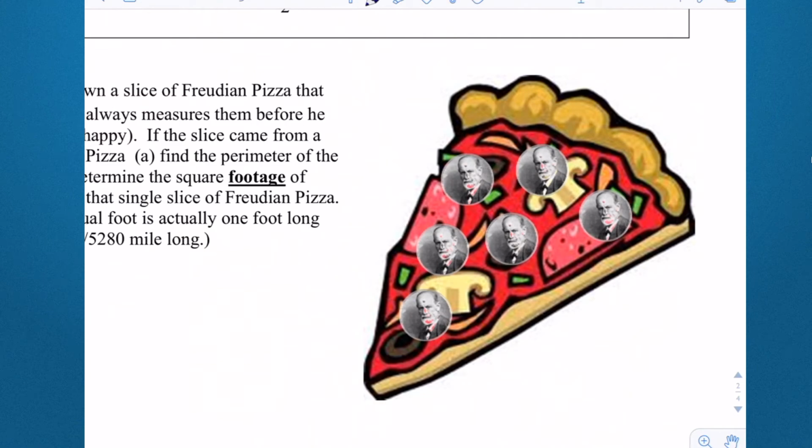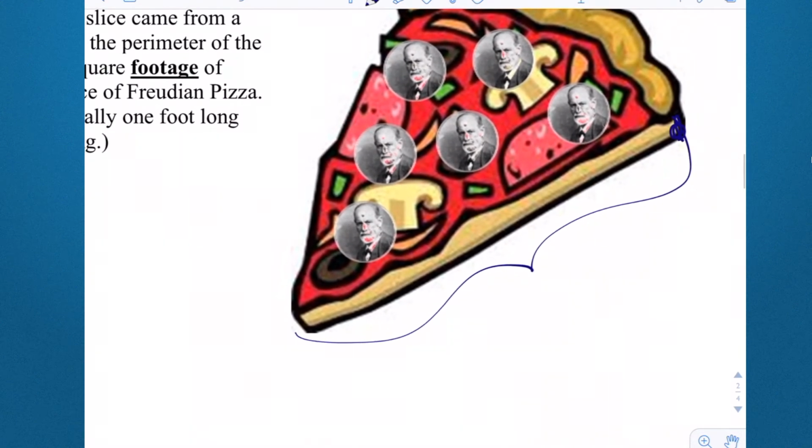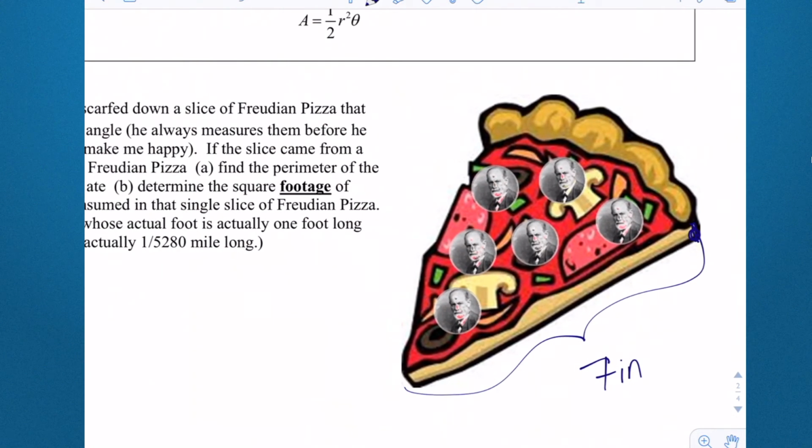It also has little slices of Sigmund Freud on it like pepperoni, and you can see he's got little marinara on his face and beard. So we want to find the perimeter of this slice. Essentially, if we were to walk around the slice of pizza, how far did we walk? Let's start at this corner. If I walk from here to here, how far did I walk? This is a pizza that is meticulously sliced through the center. If the pizza was a 14-inch diameter, the radius is 7 inches. Then I walk back up this corner, and that should be another 7 inches.